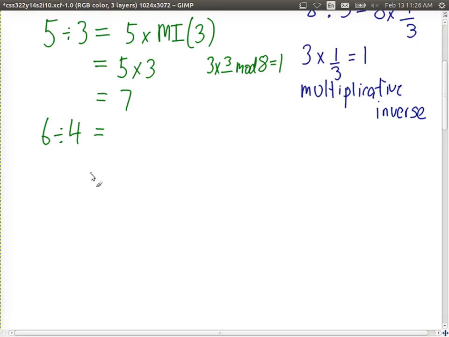Six divided by 4, mod 8. It's not 0. So go through the steps. What do we need to find? 4 times something equals 1. That is, we need to find the multiplicative inverse of 4 to do division.